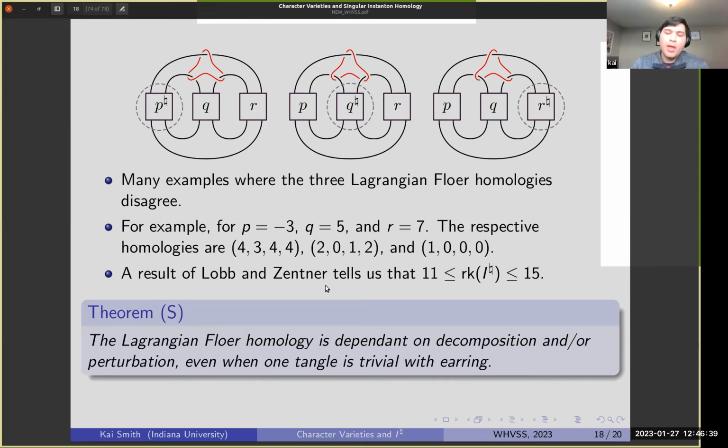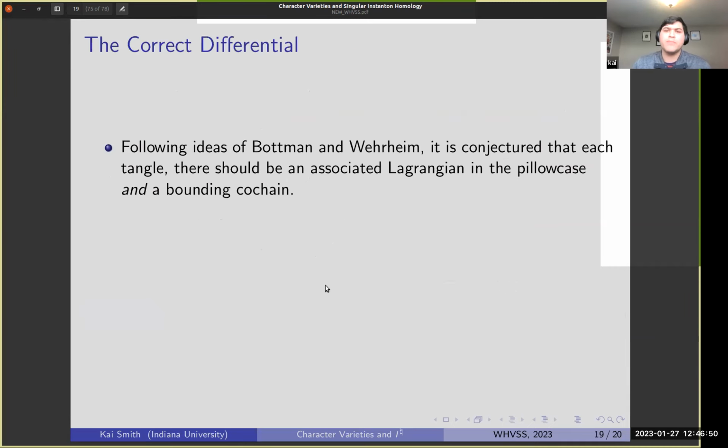So how can this be fixed? Just taking the Lagrangian Floer homology isn't an invariant of your knot, and isn't going to recover instanton homology. Going forward, what is the correct way to define the differential? The generators match up. We want to keep the generators of this chain complex to be the intersections in the pillowcase. But following ideas of Bottman and Wehrheim, the reason why these Lagrangian Floer homologies don't match up is because we have immersed Lagrangians. And that leads to a phenomenon called figure-8 bubbling.